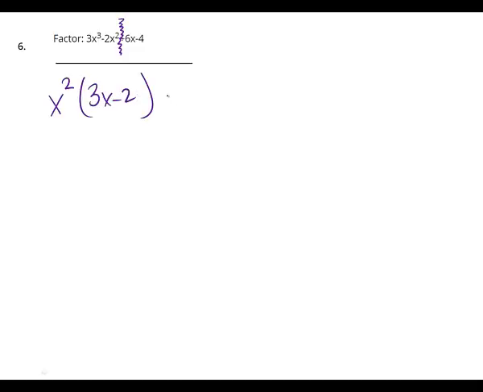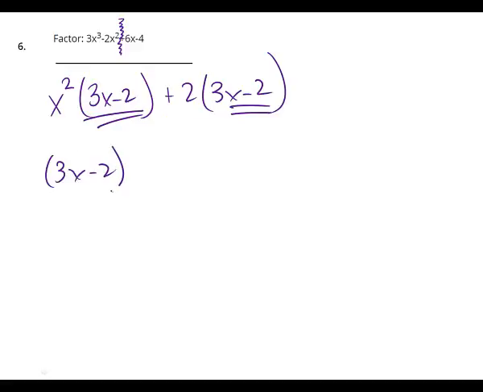Good. What are we going to take out of the second group? 2. What's left behind? 3x minus 2. Good. So what's the greatest common factor? 3x minus 2, right? And we bring it out front. How many times do we write it down? 1 time, right?